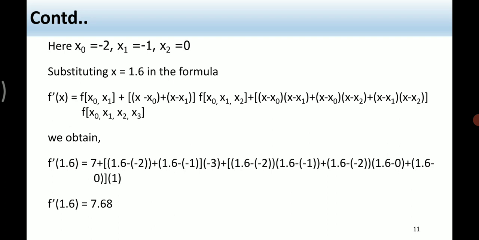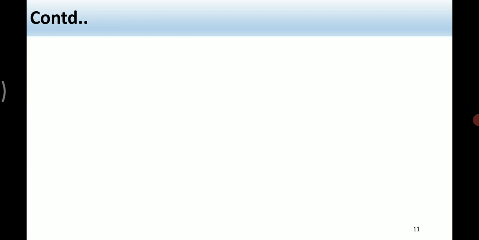So f dash of x is equal to, the formula is f of x0 comma x1 plus x minus x0 plus x minus x1, then f of x0 comma x1 comma x2 plus x minus x0 into x minus x1 plus x minus x0 into x minus x2 plus x minus x1 into x minus x2 into f of x0 comma x1 comma x2 comma x3. So we substitute the values in the above equation, then we get the result 7.68. So your f of x0 comma x1 is nothing but your first value in your table.